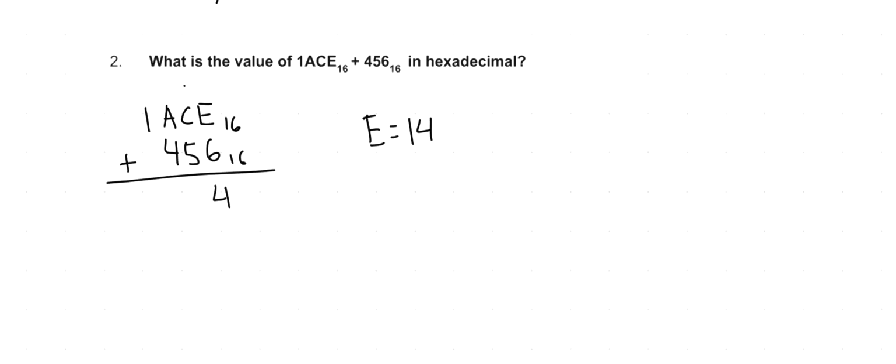So then you have 1 plus C plus 5. C is equal to 12. So 1 plus C plus 5 would be equal to 18, which is 16 plus 2. And then you have 1 plus A plus 4, which is 15, which is F. So the answer is 1F 2 4. And that is correct. Next problem.